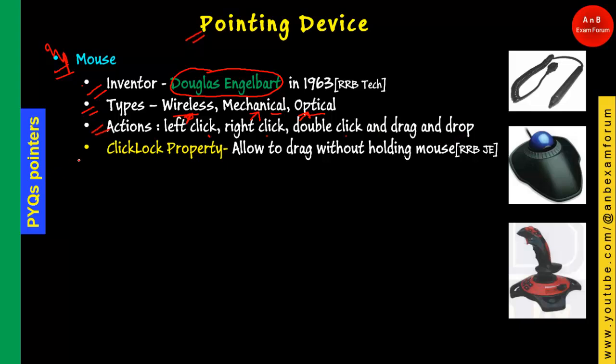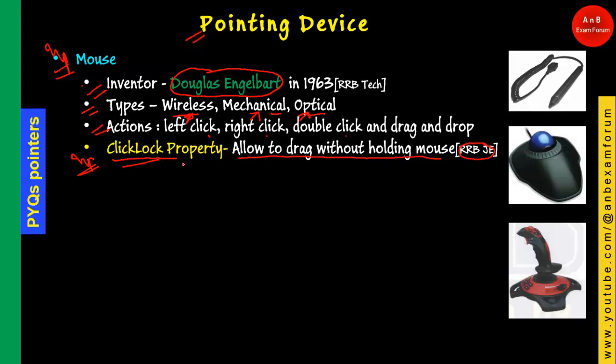A very important property of the mouse is the click lock property, and we have seen this type of question in RRB JE, where they ask you about it. So what is click lock property? It is used to drag without holding the mouse. If you just click the roll button, it will drag automatically without holding the mouse. That's why it is called click lock property. If you're not understanding this property, you can check on your computer and you will get to know.